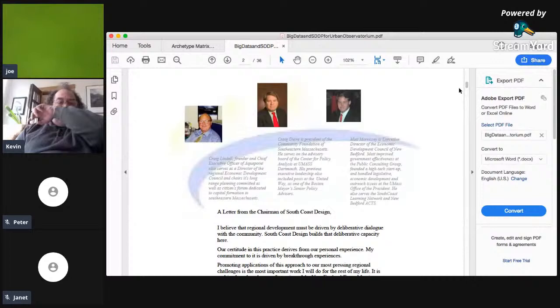So the fellow on the left was someone from the private sector. He was a CEO of an environmental company. The guy in the middle was head of the community foundation, United Way type of guy. And the guy on the right was the director of the Economic Development Council of New Bedford and had run for mayor there. So he's very politically connected.